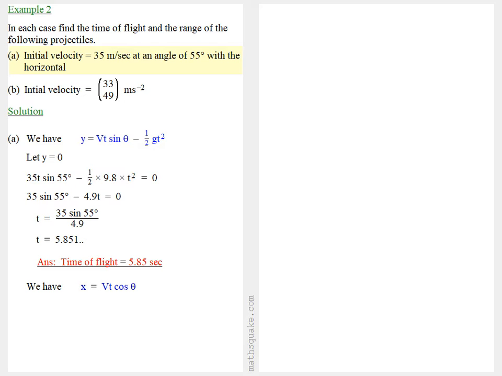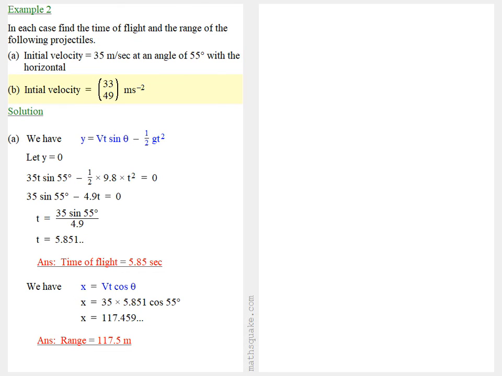So we have theta is equal to 55, and that gives us x equals 35 times 5.851 cosine 55. And that works out to be 117.459, and so our answer is the range is 117.5 meters.